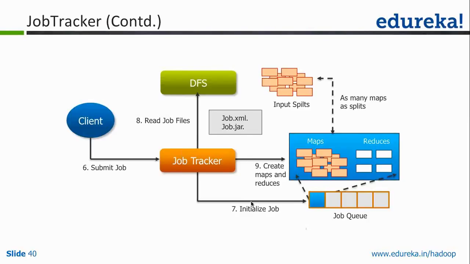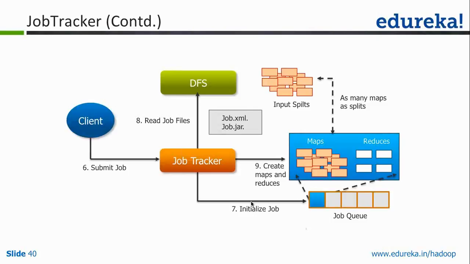Now these map tasks have to run somewhere. Where will these map tasks run actually? Can someone tell me the answer to this question? Very good, data node. Through the task tracker, it will be running on the data node. And the splits are present in the data node, right? Very good. So till now, I think you've understood.